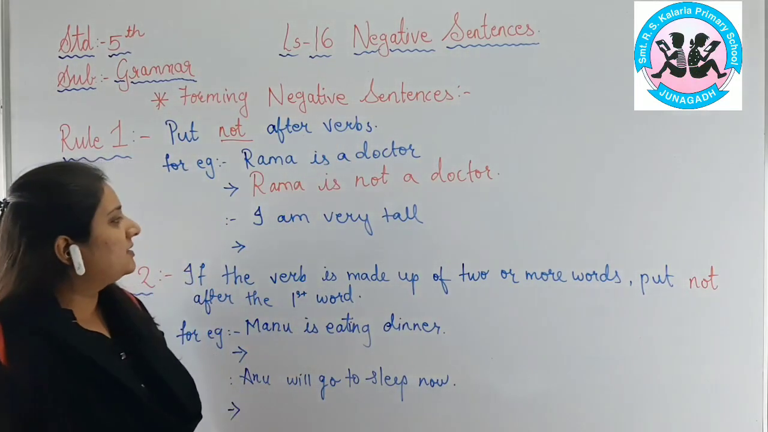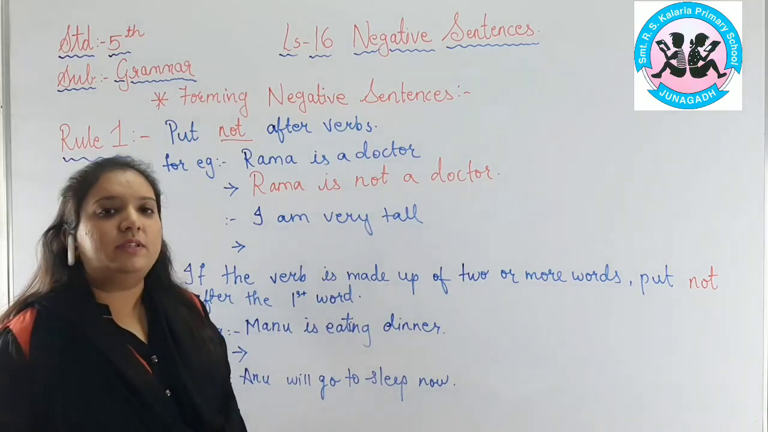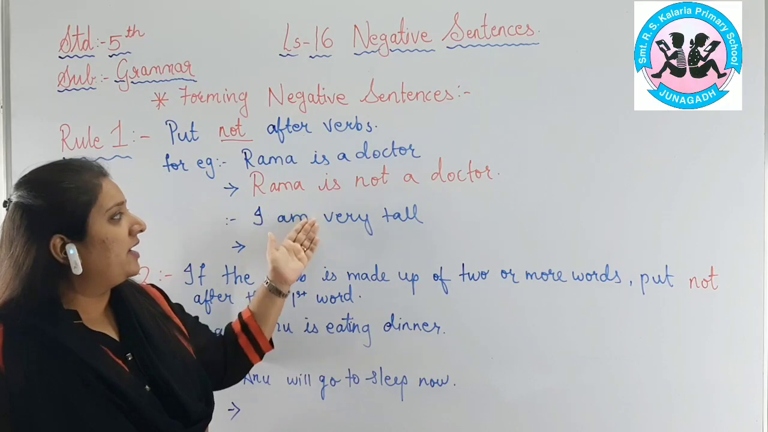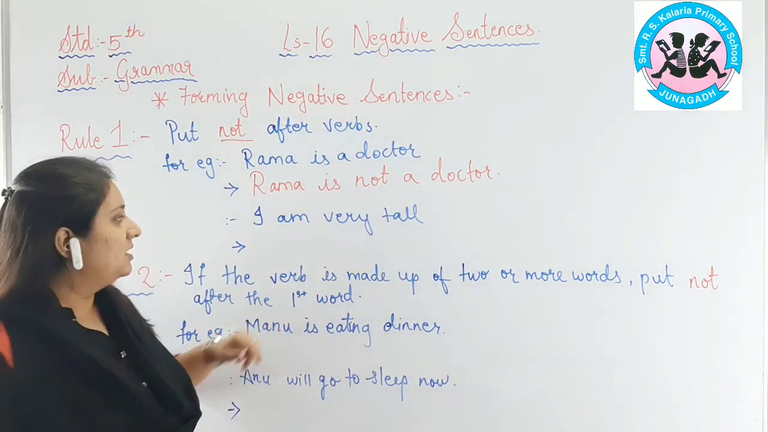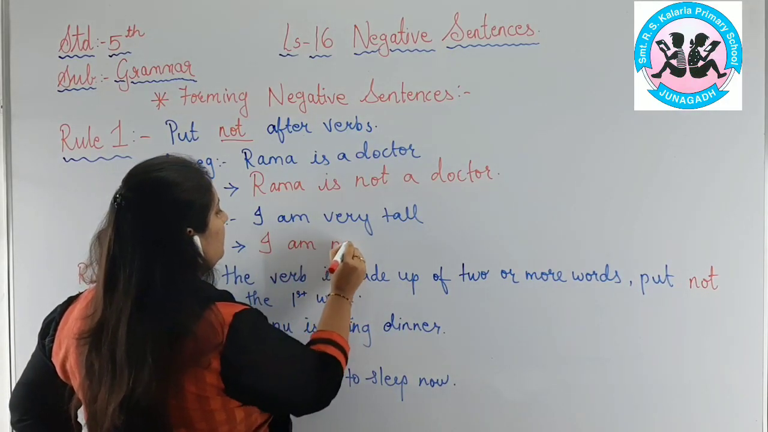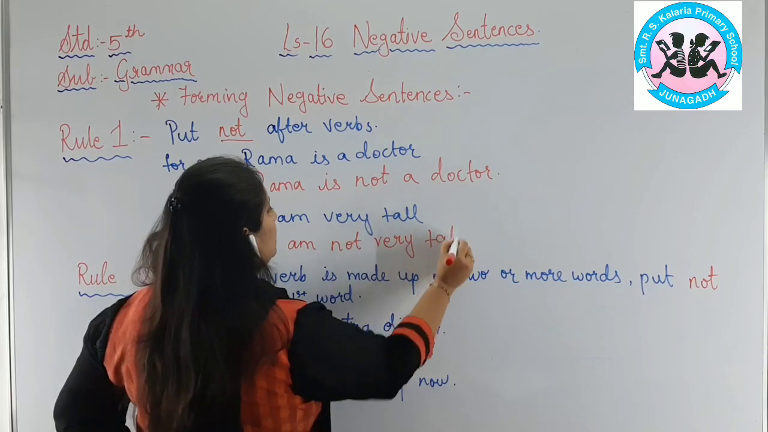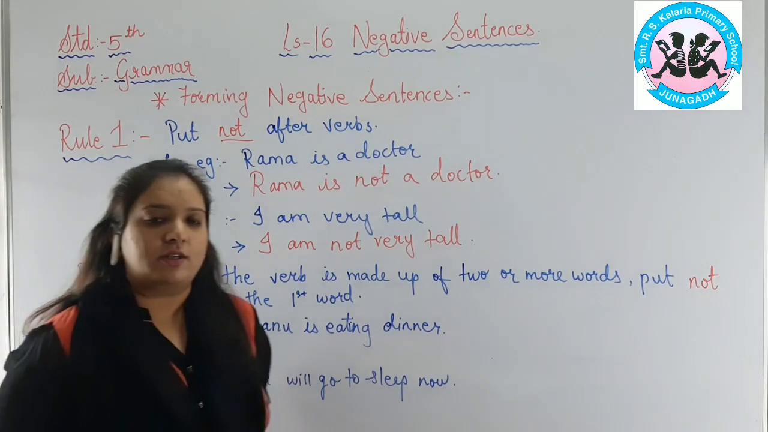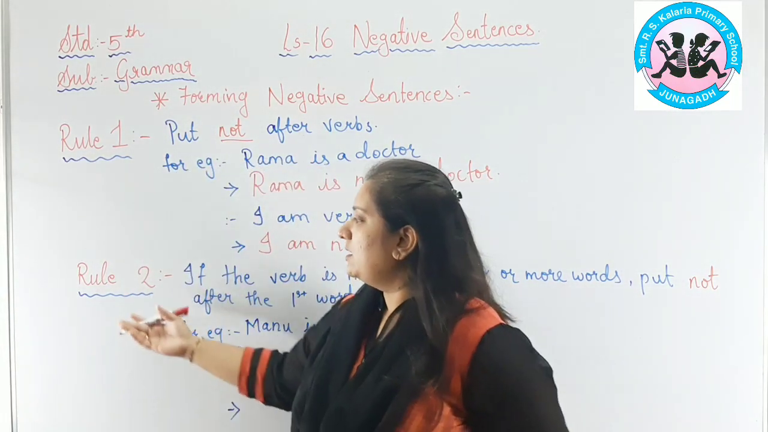Let us look at the second example. I am very tall. Now identify the verb in this sentence. Yes, it's am. Now after am we have to add the word not to make the sentence negative. So the sentence will become I am not very tall. So automatically the sentence becomes a negative sentence by just adding the word not. So this was rule number 1. Let us study what is rule number 2.